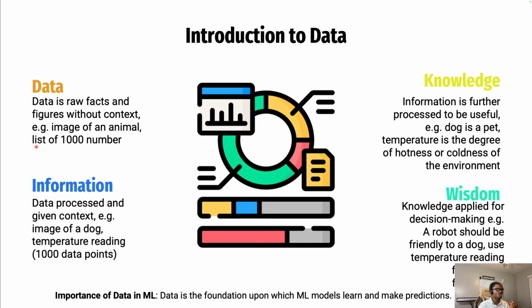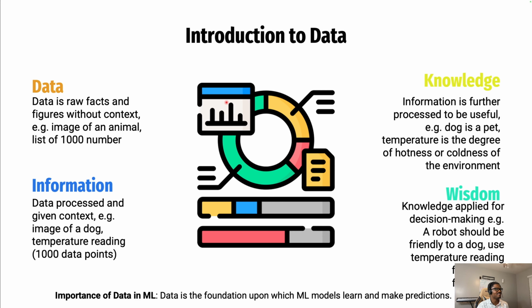Data can also be a list of 1,000 numbers. Someone just gives you a list of 1,000 numbers, right? That is data. You don't know the meaning of that data. Maybe it's the temperature in the environment over 1,000 days, or maybe it's the ages of the people that live in your neighborhood. The data is just numbers. It doesn't make sense.